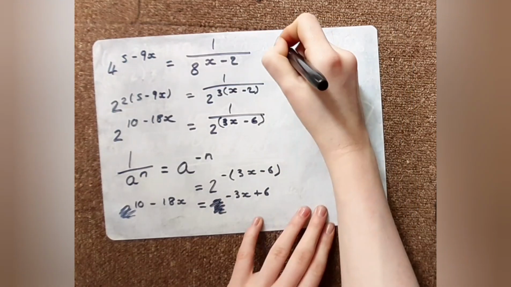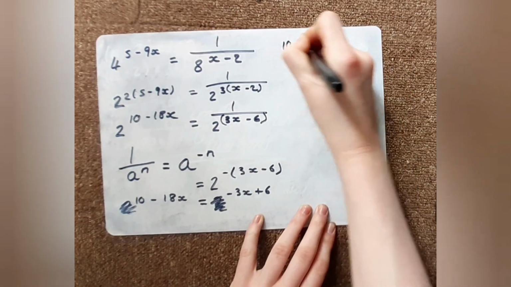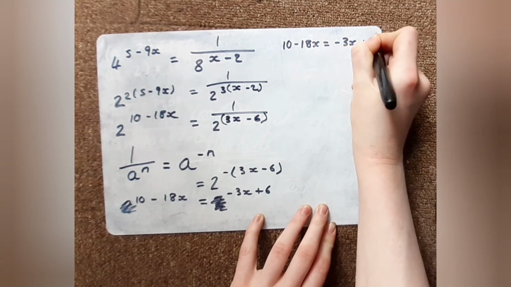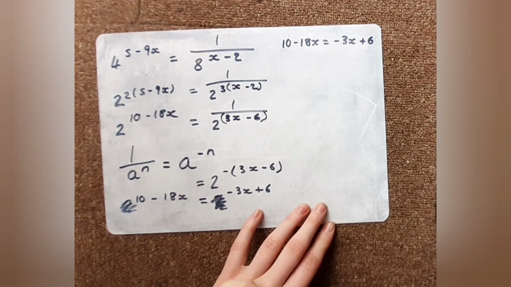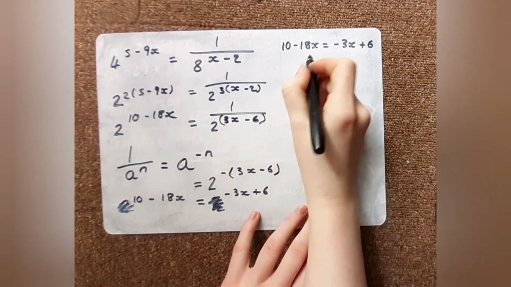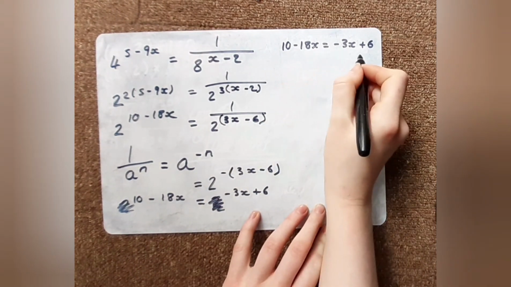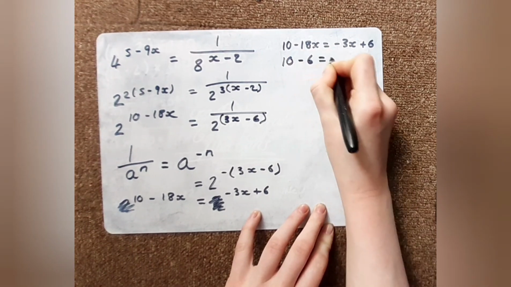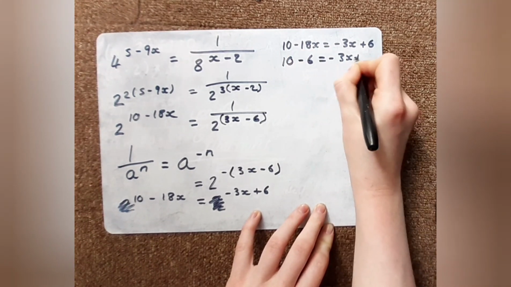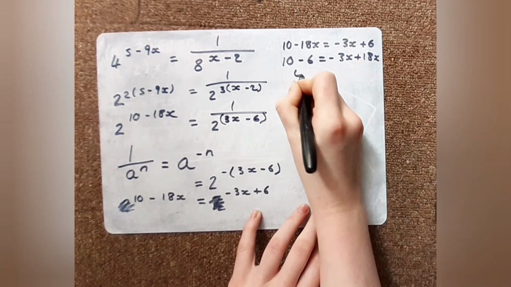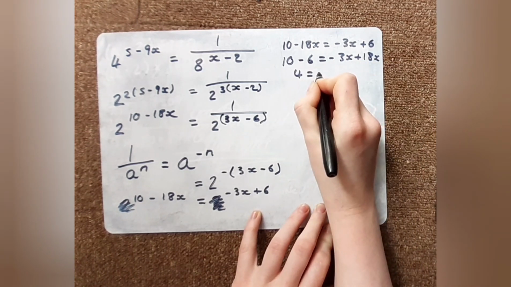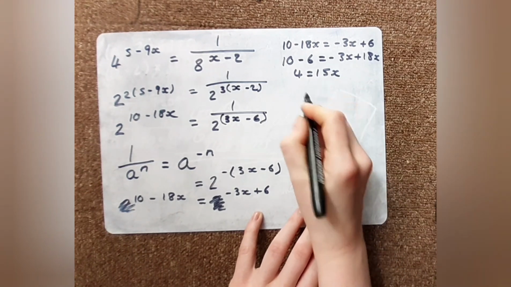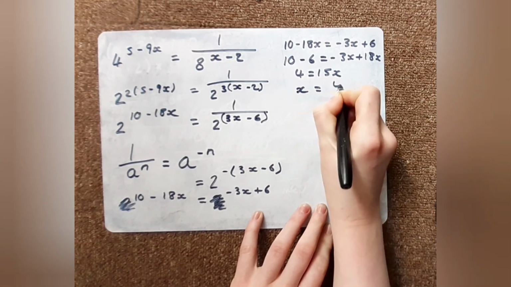So if I write out neat to here, we know that 10 minus 18x equals minus 3x plus 6, and this is now just getting back to a simple rearranging. So I'm going to move the minus 18x onto this side, so I will get 10 minus 6 equals minus 3x plus 18x, which is 4 equals 15x. Then isolating for x, I can divide both sides by 15, so I'll get x equals 4 over 15.